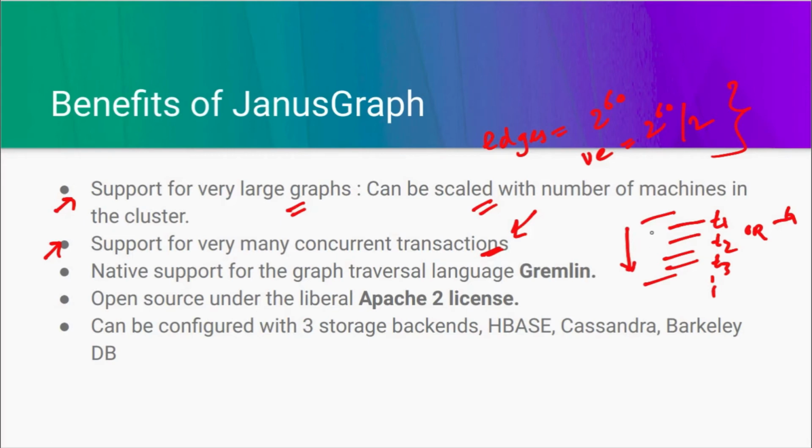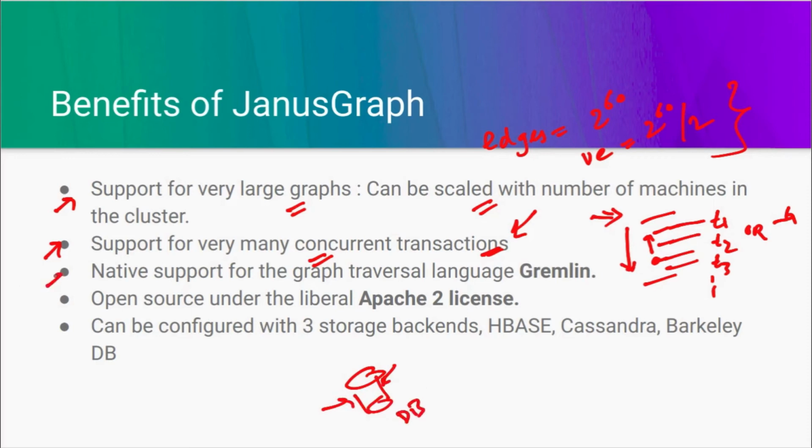For example, if task 1 is successful, task 2 is successful and task 3 fails, then because of this failure, task 1 and task 2 will also be rolled back. This is a simple definition of a transaction. Here what JanusGraph is trying to say is that it supports very many concurrent transactions, that is, many users can use the database concurrently.